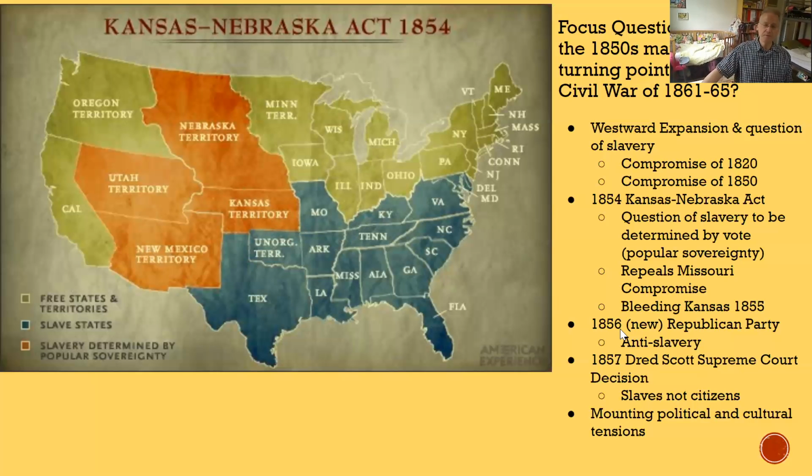Next, in 1856, you have the creation of a new party, the Republican Party. This is actually our current Republican Party. And the reason this will lead to civil war is that this is the first party ever in American history to be anti-slavery, to be dedicated to stopping the expansion of slavery in the West.